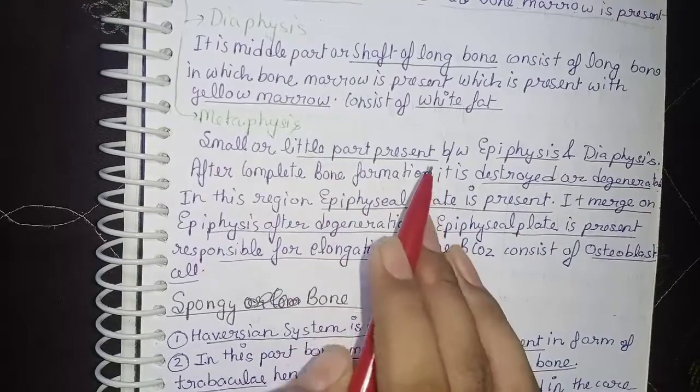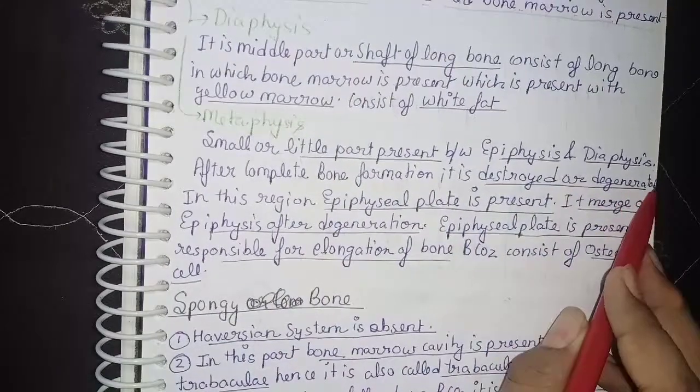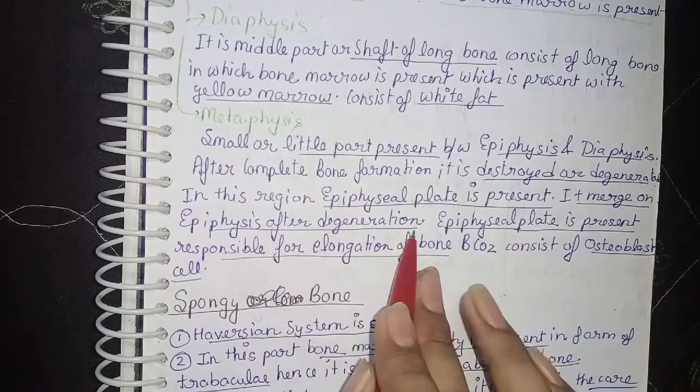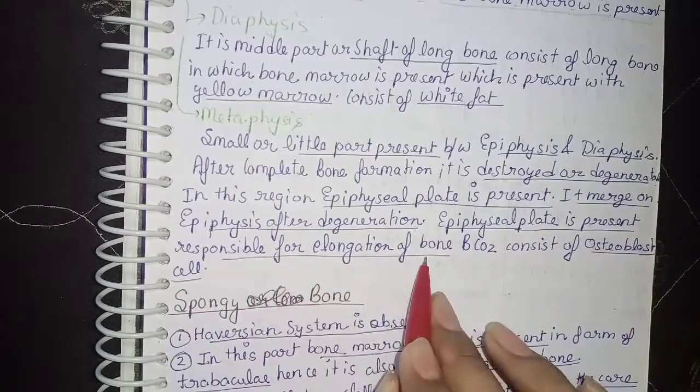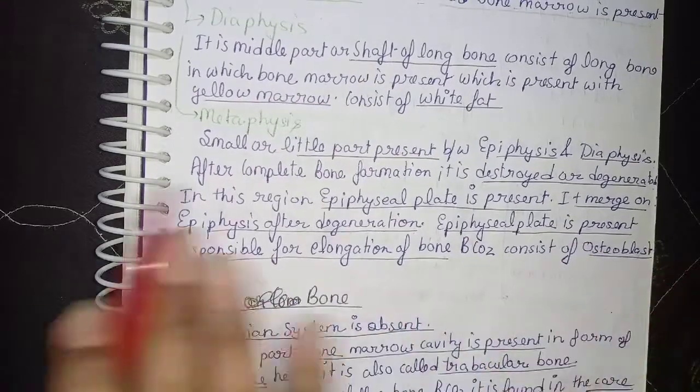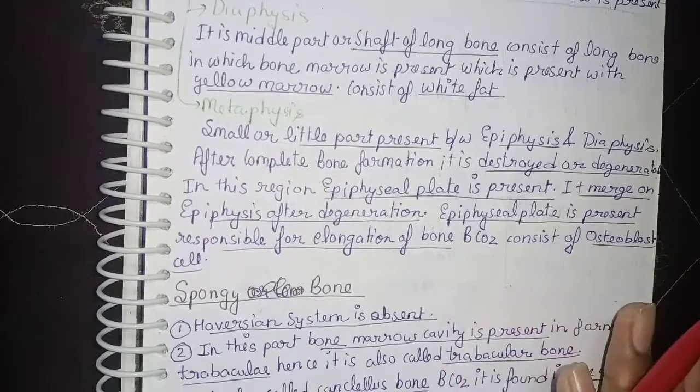After complete bone formation, it is destroyed or degenerated in the region where the epiphyseal plate is present. It merged on the epiphysis. Before degeneration, the epiphyseal plate is responsible for the elongation of bone because it consists of osteoblast cells. So that's why it is responsible for bone growth.